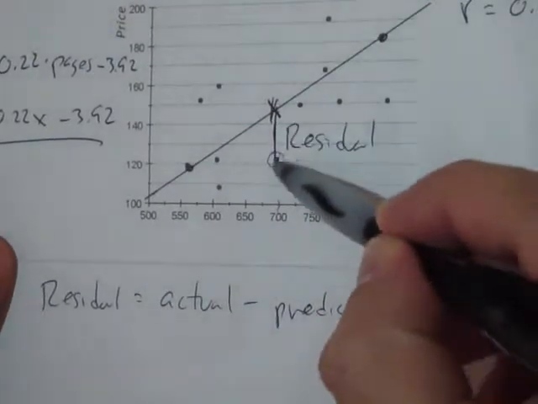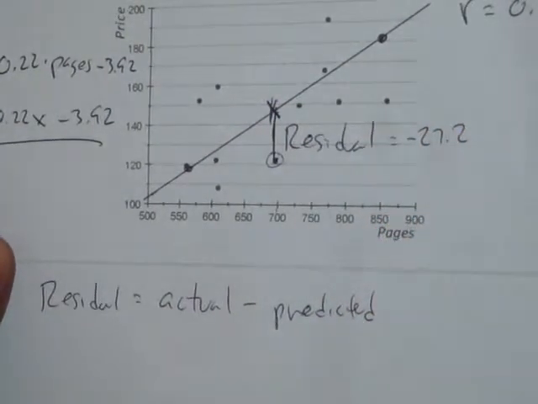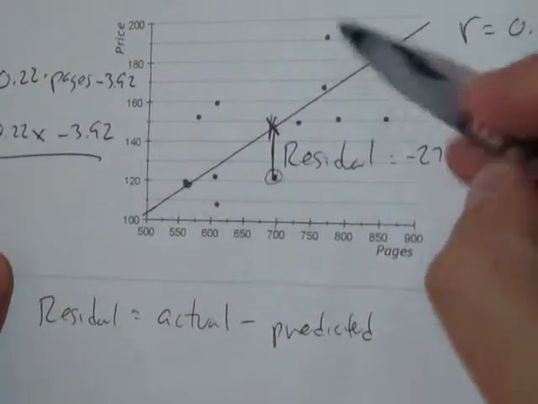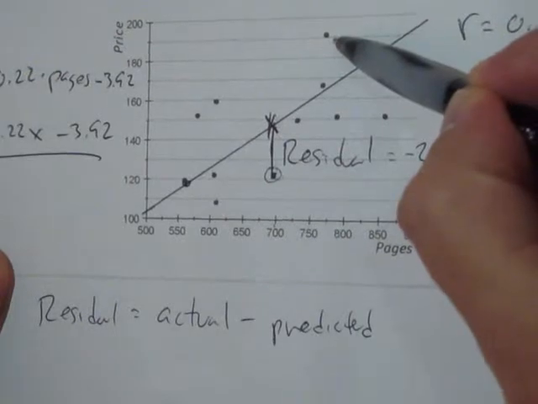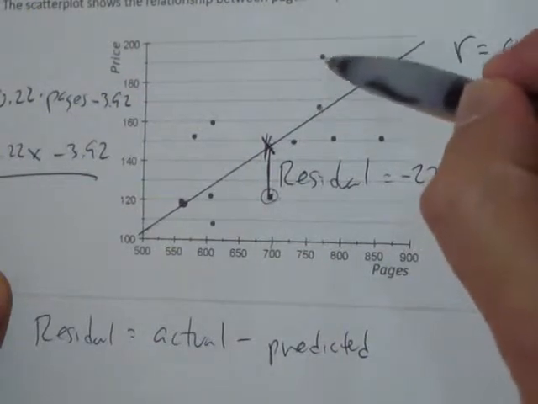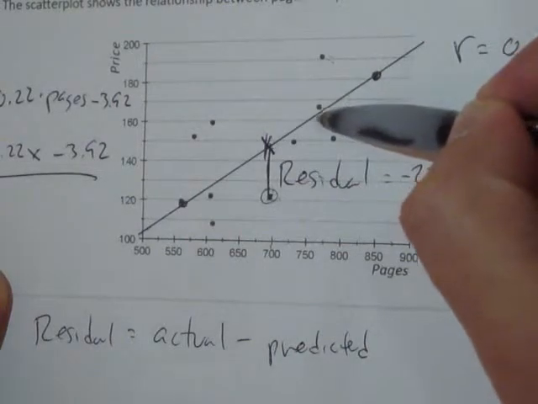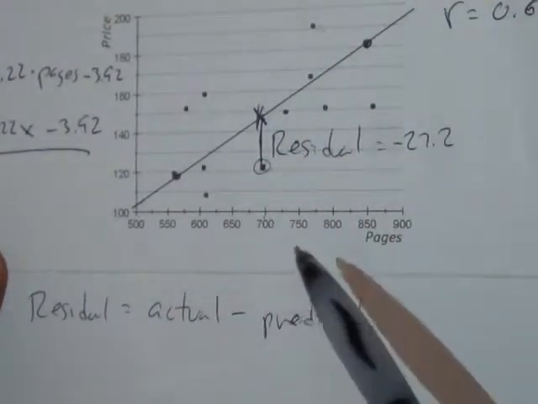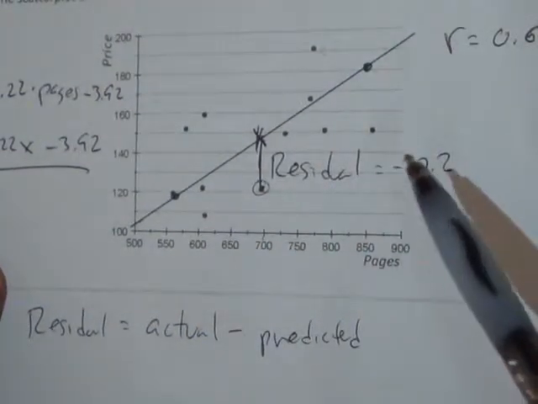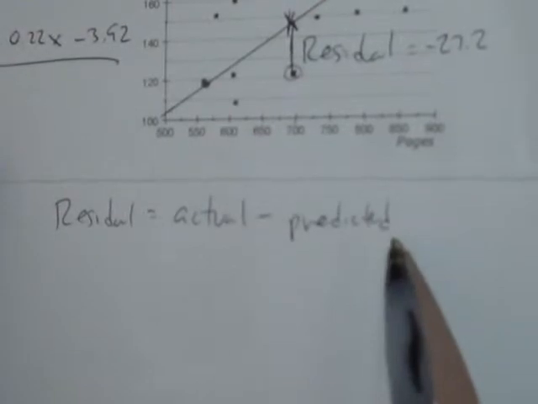If you notice, this point here had a residual that was negative. If you remember, the residual was negative 27.2. And that happened because our actual point was below the line. If the actual point was above the line, like let's say this point here, this point would have a positive residual, because you would take the actual minus the predicted, and the predicted is a smaller number, so it would have a positive residual. And so if we added up all the residuals, we would add up a bunch of positives and a bunch of negatives, and they'd all cancel out, and so it wouldn't work out so well.